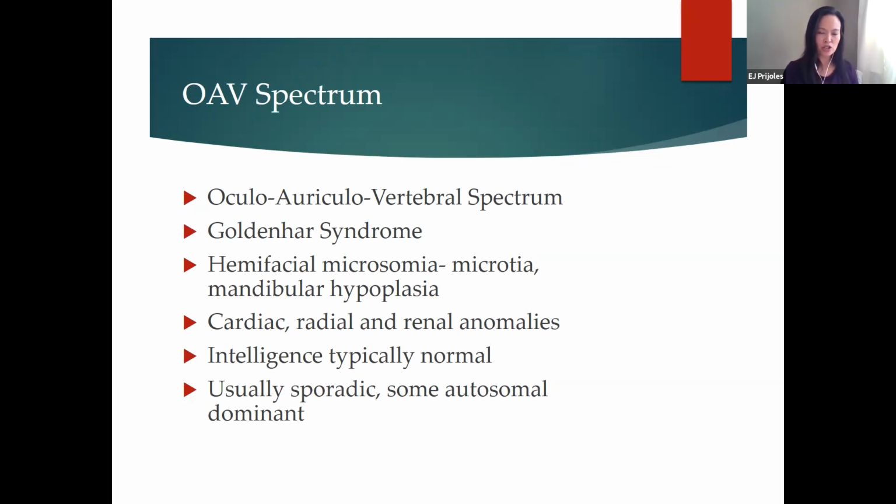And then there is another condition that we think of with overlapping features of VACTERL, and it's OAV spectrum, or oculoauricular vertebral spectrum. And this is part of a spectrum that includes Goldenhar syndrome, and again, we don't know the cause, but it was early on designated as Goldenhar syndrome. Hemifacial microsomia, which includes microtia or small ears with mandibular hypoplasia. And they can also have cardiac, radial, and renal anomalies. Usually intelligence is not affected, and it's typically sporadic.